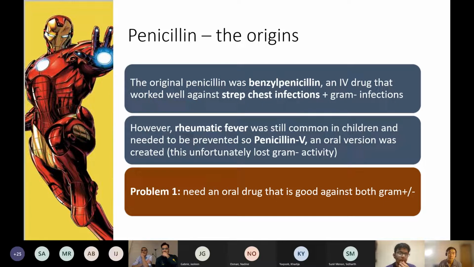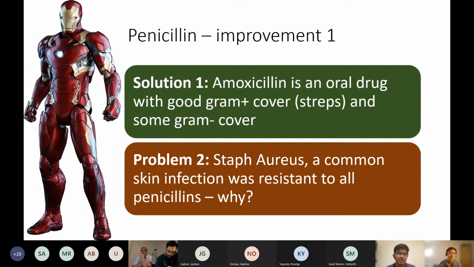So problem number one. This is like a quality improvement project. They basically kept making things, encountering problems, and then tried to solve the problems, a bit like how Iron Man designs his suits. So problem one is they needed an oral drug that is good against both gram-positive and gram-negative bacteria. So the solution.